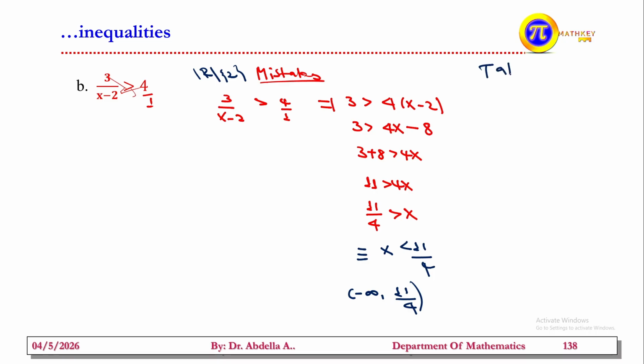Take x equals 1 to check this one. What does it apply? This is 3 over 1 minus 2 is greater than 4. 3 over 1 minus 2 means negative 1. 3 divided by negative 1, that is negative 3, is less than 4. It fails. Yes, it is incorrect.